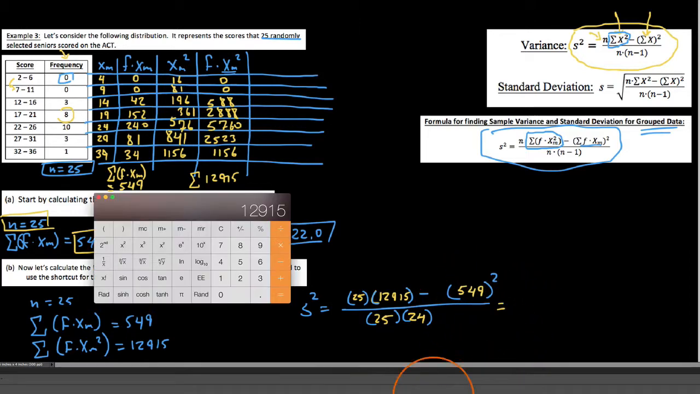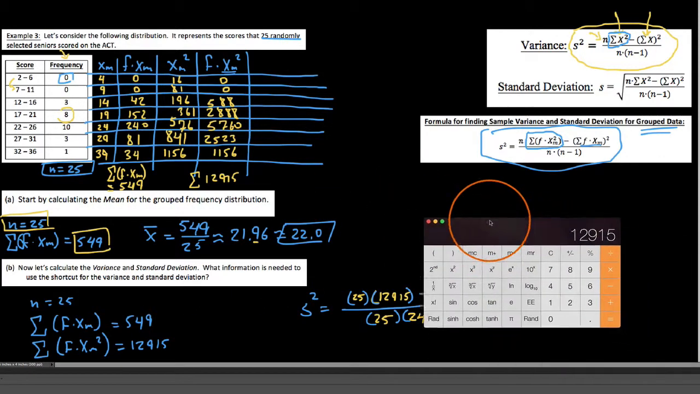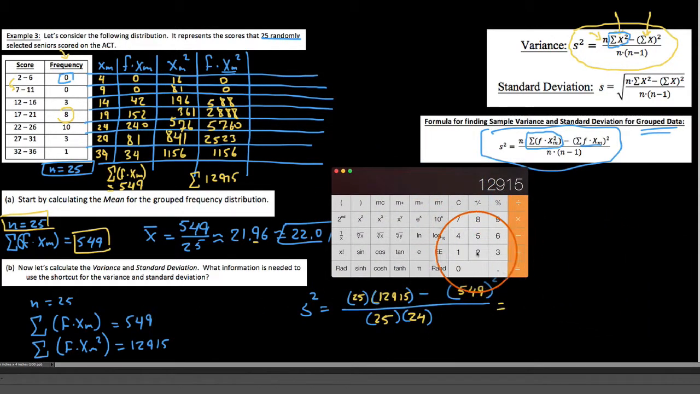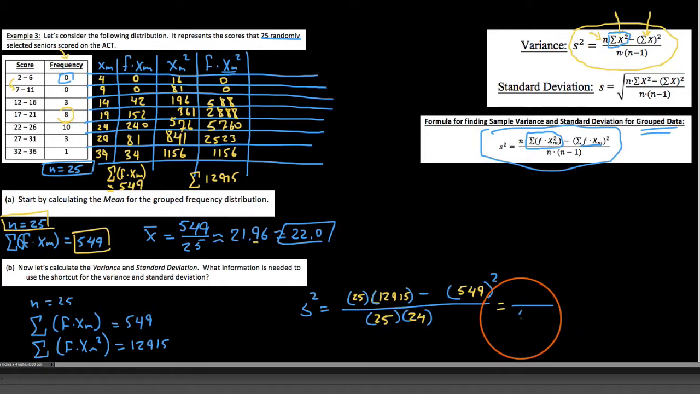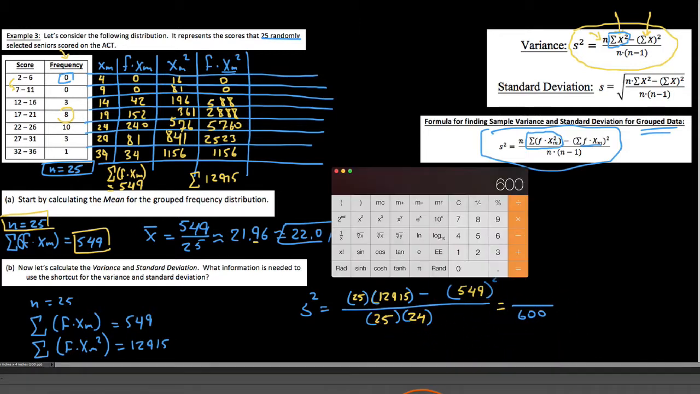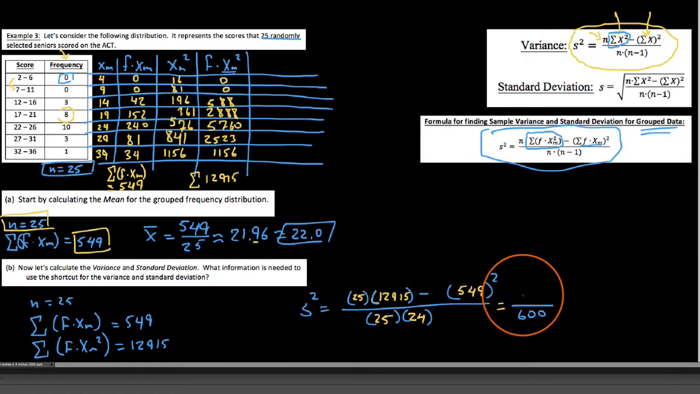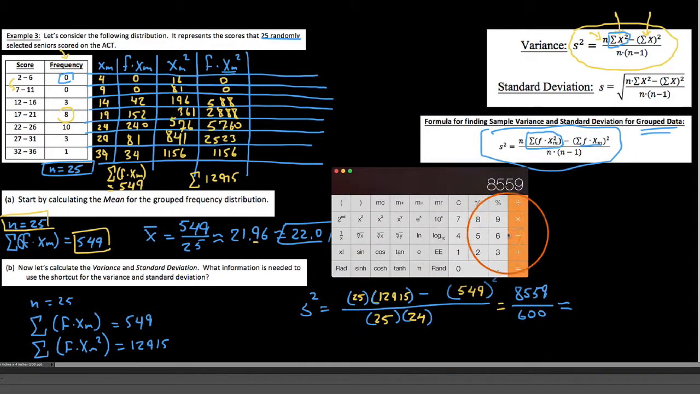So right now, this is the variance. As a matter of fact, you could just say I'm done. We do want a decimal though, so we're going to carry this out. In the basement, 25 times 24. I do like to do that one first. We get 600. So we say over 600, and then on the top here, let's get our calculator back out. 24 times 12915, and we're going to subtract off 549 squared, and what we get is this difference of 8559. So now we will carry out this calculation. We say that divided by that 600 we had in the basement, our sample variance is 14.265.